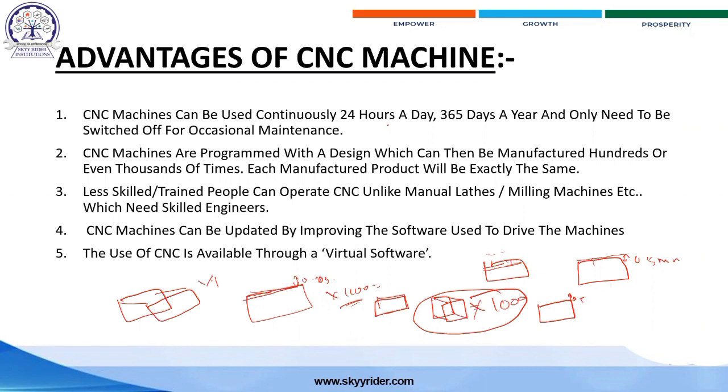Okay, and the use of CNC is available through a virtual software also. Nowadays, CNC can also be done by a virtual software. Means we don't have to do any prototyping, or use any extra material to see the prototype of the product. Instead, we can design the exact size and dimension of the product, and we can put it in a CAM software in which we can generate all the G codes and M codes required for that product, and we can just simply put it in the machine.